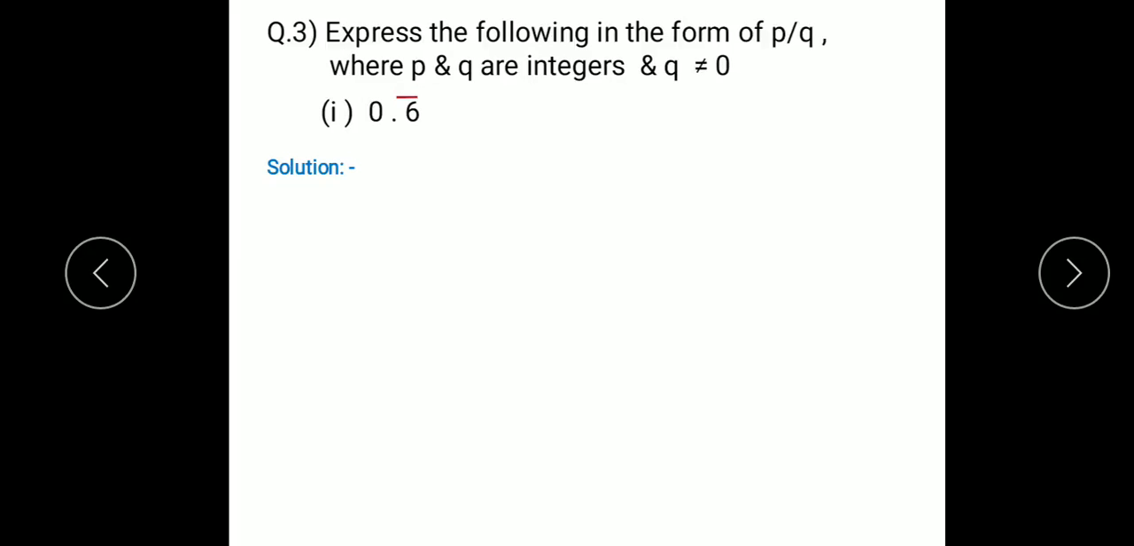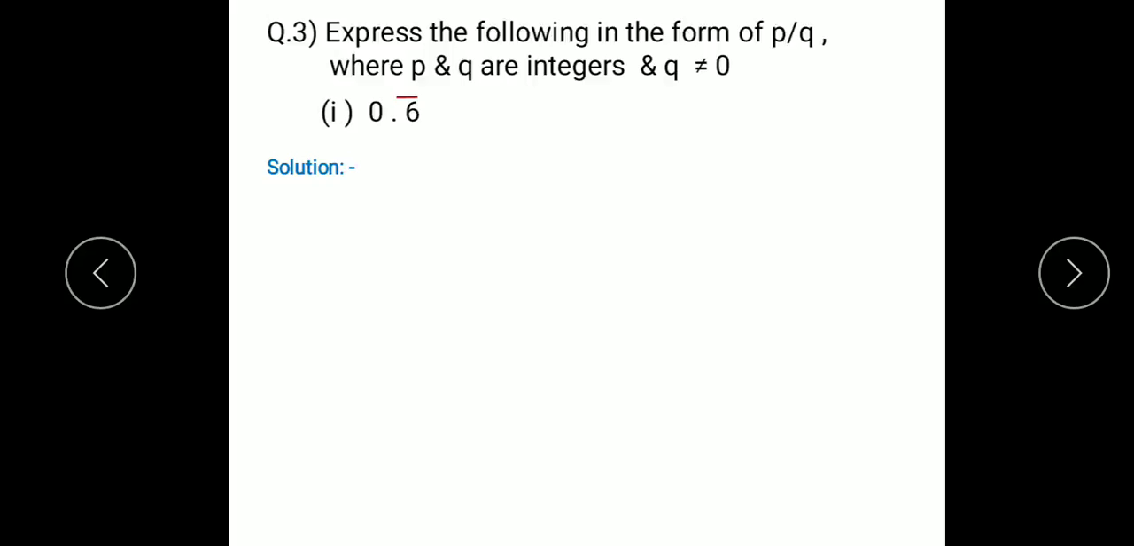But if the decimal expansion is non-terminating and recurring, can we express it in the form of a fraction? And how can it be done? So today we are going to study the method to express a non-terminating recurring decimal in the form of a fraction. Let us have a look at question number 3, which states: express the following in the form of a fraction p by q, where p and q are integers and q is not equal to 0.